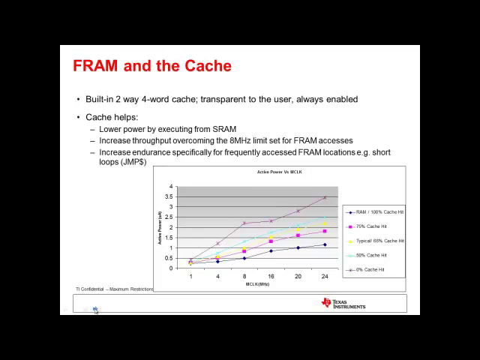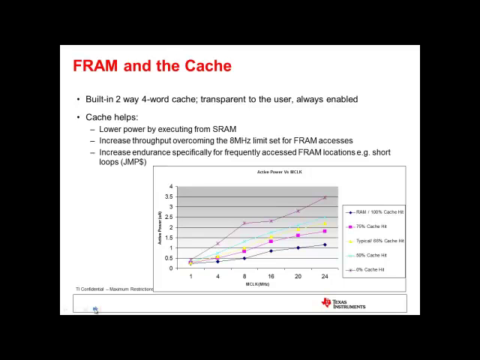A further advantage of using the cache is that it can lower the average power of the system by minimizing accesses to FRAM. The graph shown in the slide above shows that the average active power reduces as the cache hit rate increases. In a typical application, the cache hit ratio is about 66%, and at an 8 MHz clock speed, the average power is about 900 microamps. In comparison, at 0% cache hit rate, the average power increases to about 2.2 milliamps.